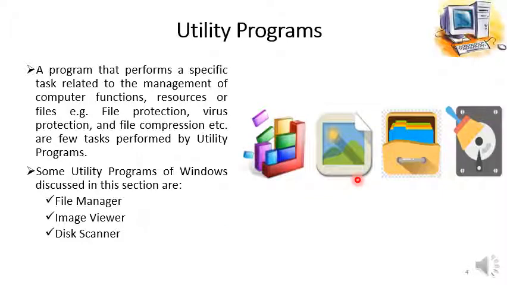Here we can see the icons used for these different types of utility programs. The first one is used for disk defragmentation. Disk defragmenter is also a utility program which defragments the disk space. This one is the image viewer. This is the icon for the file manager, and this is the disk cleaner. So we will discuss these three utility programs in more detail in the coming slides.